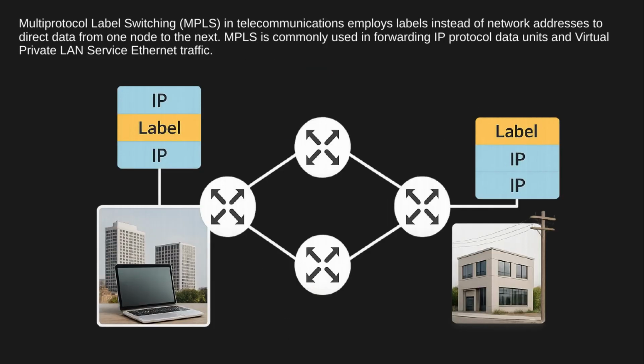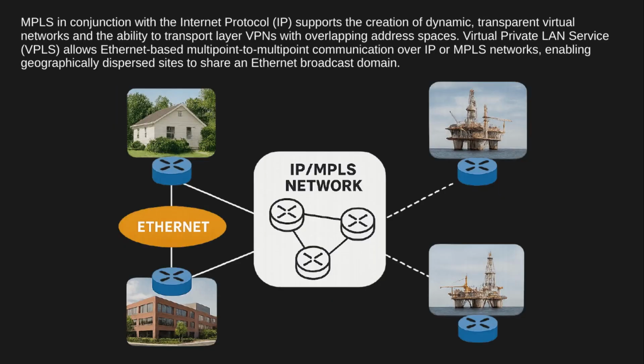Multi-protocol label switching, MPLS, in telecommunications employs labels instead of network addresses to direct data from one node to the next. MPLS is commonly used in forwarding IP protocol data units and virtual private LAN service Ethernet traffic. MPLS, in conjunction with the Internet Protocol, IP, supports the creation of dynamic, transparent virtual networks and the ability to transport layer VPNs with overlapping address spaces.